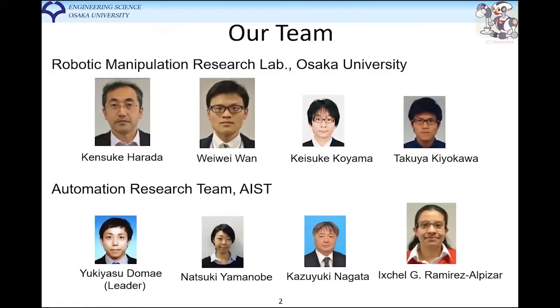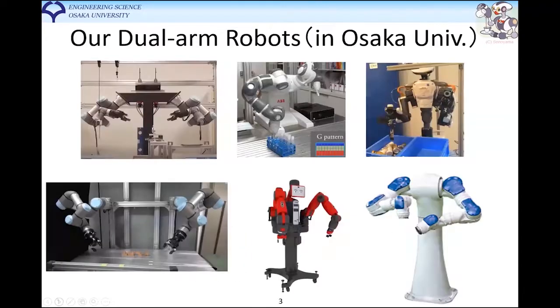And this shows our team members. Professor Wei Wang, Keisuke Koyama, Takuya Kyokawa and I are the members of the robotic manipulation research group of Osaka University. And we are collaborating with the automation research team of AIST, headed by Professor Yukiya Domai. And these are our robots in the laboratory, and we have plenty of diorama robots.